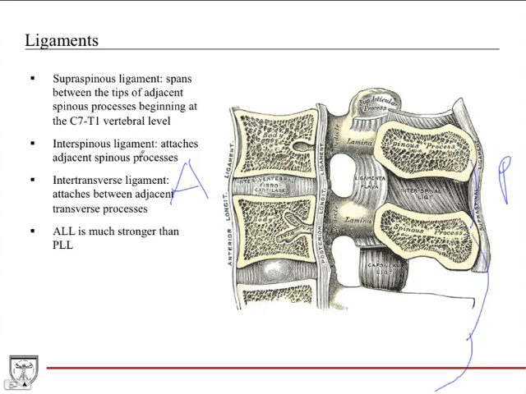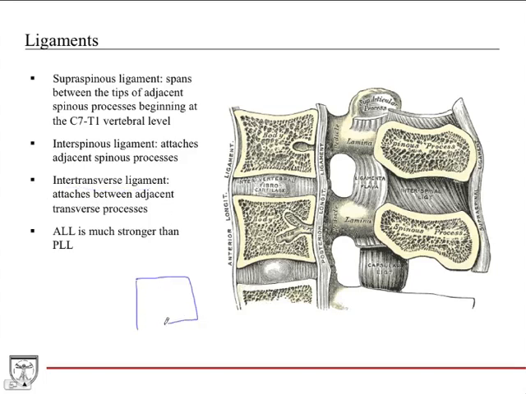And so it runs on there. Then you have the interspinous ligament, which attaches to adjacent spinous processes. So if we go in one further here, this is on the interior, or between each spinous process. You have the interspinous ligament here. Then you have your intertransverse ligament, which attaches between adjacent transverse processes.